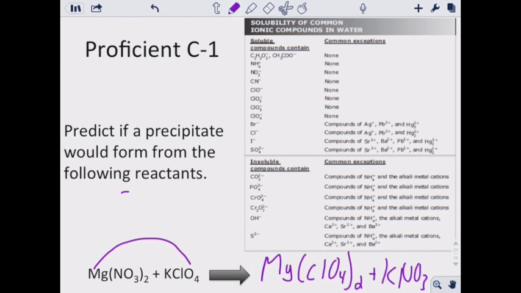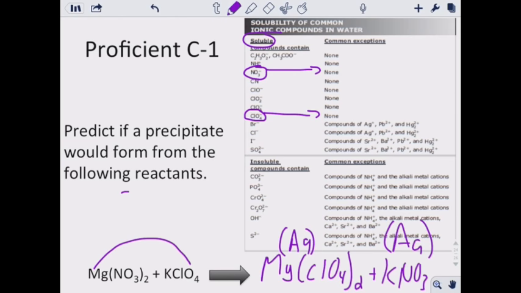When we look for perchlorate, we find it right there in the soluble list. There are no exceptions to it. So magnesium perchlorate is soluble, that's aqueous. Then we have potassium nitrate. We find nitrate right here in the soluble list, and there are no exceptions. So that's aqueous as well. If we have two aqueous substances, no solid, guess what? No reaction.